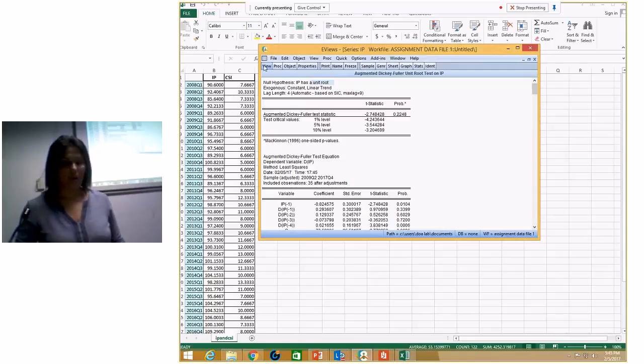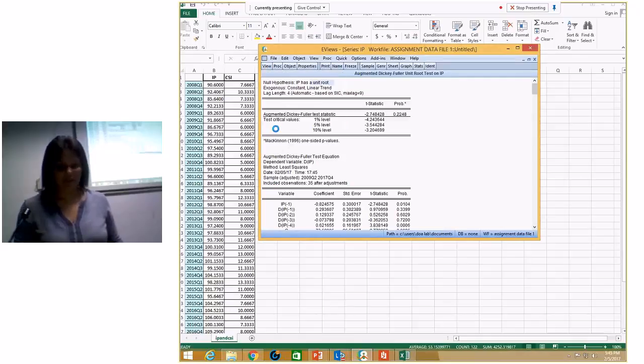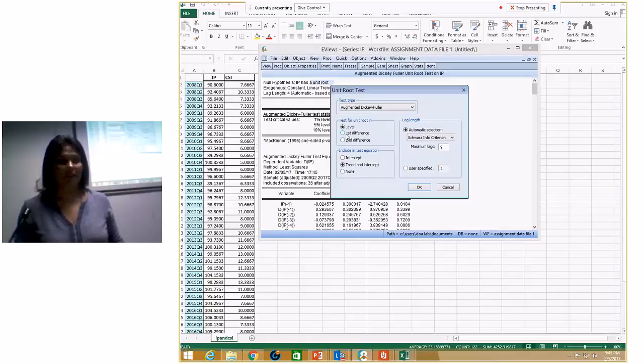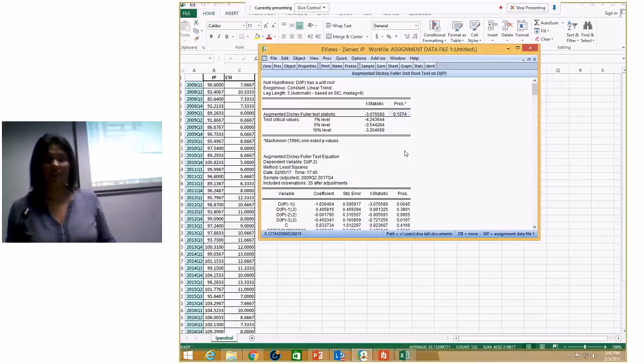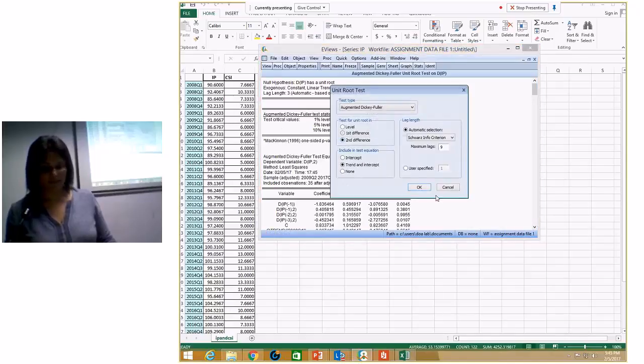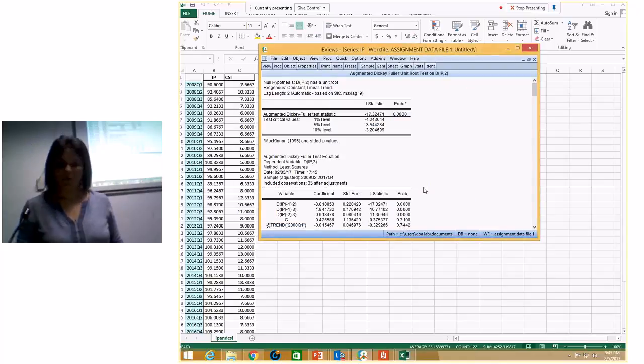Then go to the view, the unit root test, then select first difference, then see. It is also non-stationary at the first difference. Then go to the second difference. Second difference, it's okay.